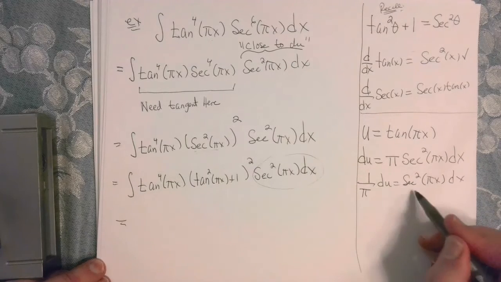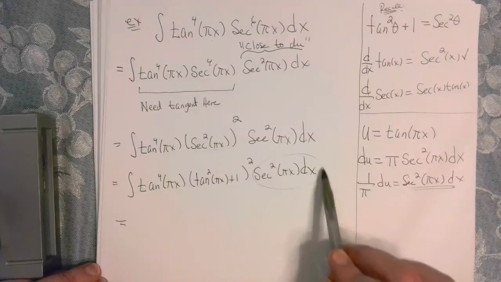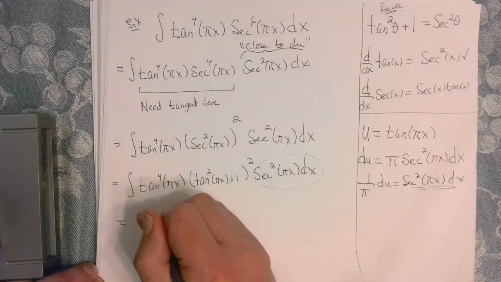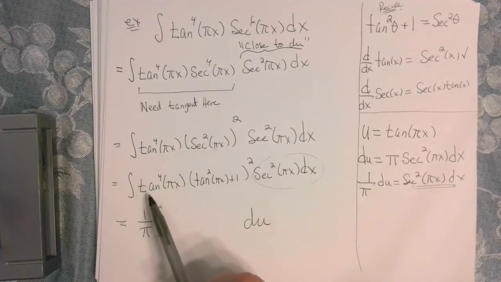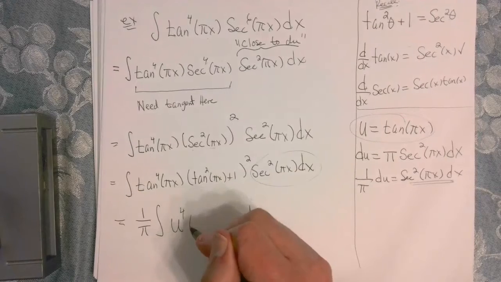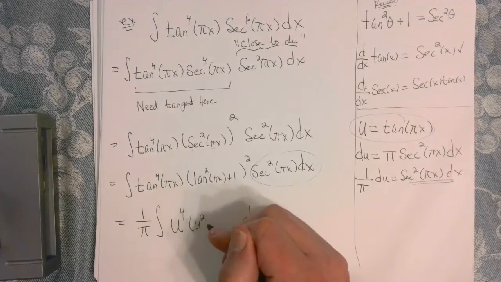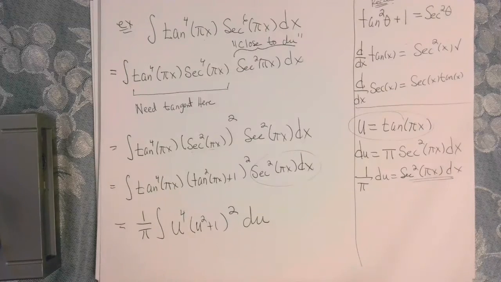All right, so now we can replace this. That's exactly equal to this. So goodbye secant squared of pi x dx. You're getting replaced with 1 over pi du. And then this, so take a look here, this should be u to the 4th. And this should be u squared plus 1 quantity squared. Okay, so again, for following order of operations, we want to do this squaring the exponent first and then the multiplication.